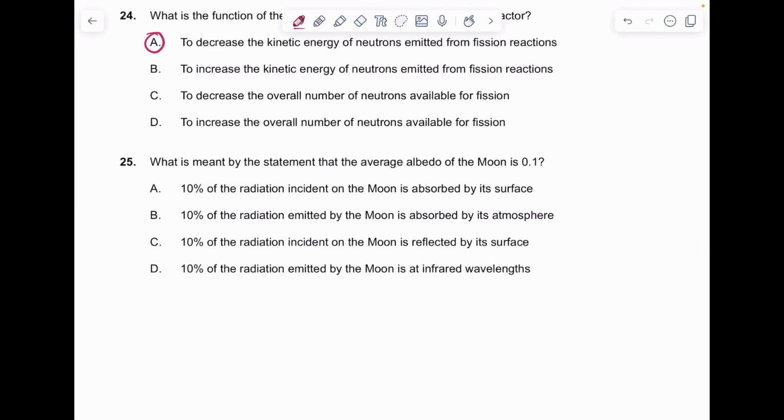And then question 25 is another knowledge question. We have a page of knowledge questions here. Average albedo of the moon. If you go to topic 8.2 in your data booklet, you will find the equation for albedo, total scattered power over total incident power. So if it's 0.1, that means that 10% of the radiation incident on the moon is reflected by its surface. So it's scattering 10% of the 100% that is coming in to get an albedo of 0.1.